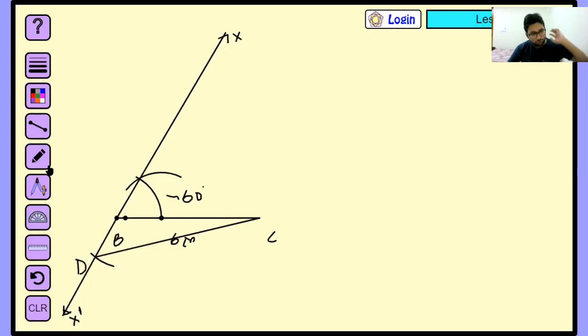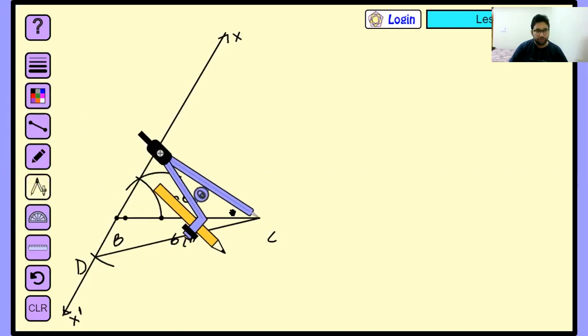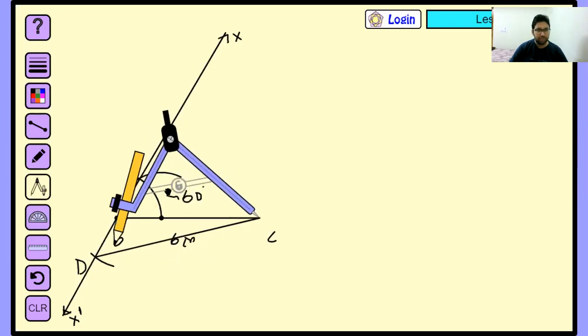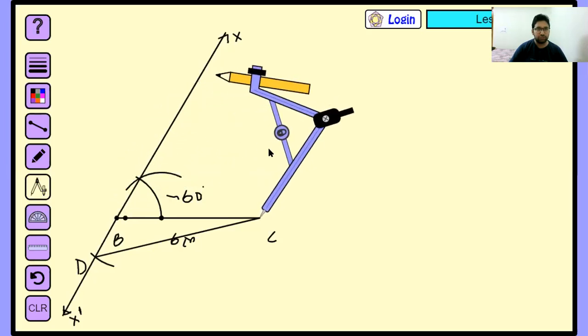So we will have to perpendicularly bisect this CD. To bisect it, we all know what to do. Keeping on point C, open it more than half. I have done that. Lock it over here. Take the first arc. Somewhere here it will come.